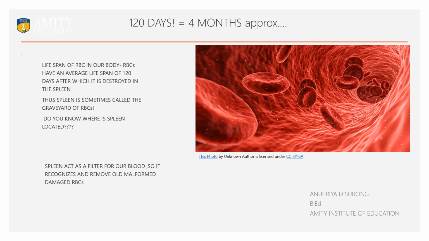Do you know where is spleen located? So I have a task for you. Find out the location of spleen in our body. I'm going to tell you about the function, but you are going to search the location of spleen. So, the spleen's main function is to act as a filter for our blood. So it recognizes and removes old, malformed or damaged red blood cells. Alright, so that is why it is also called the graveyard of RBCs.